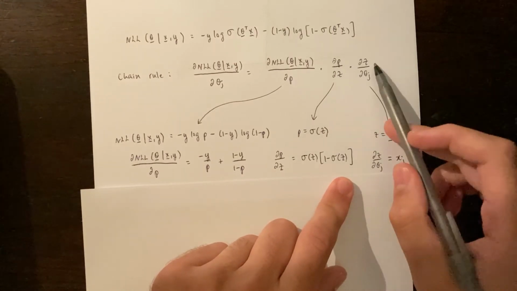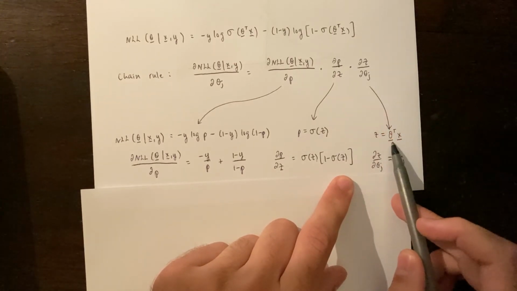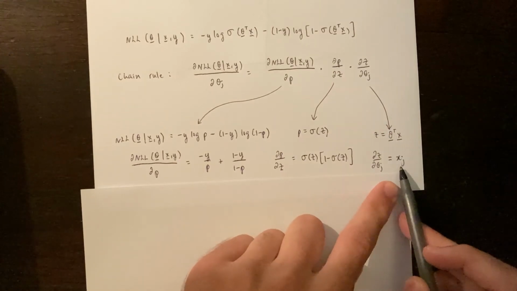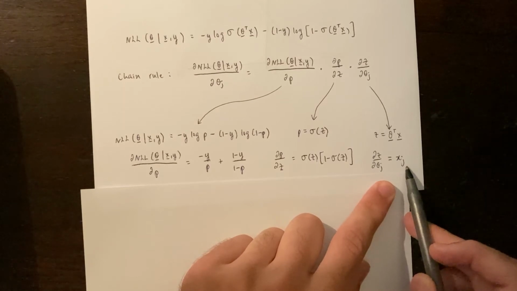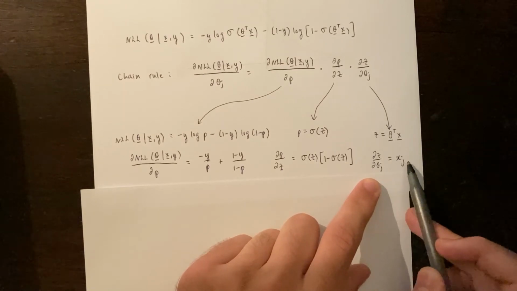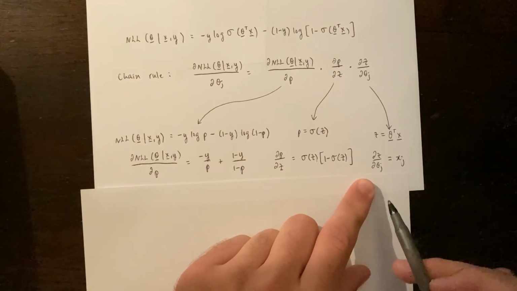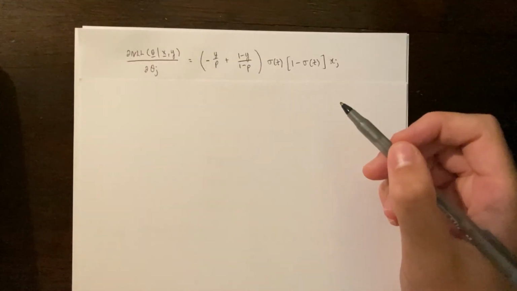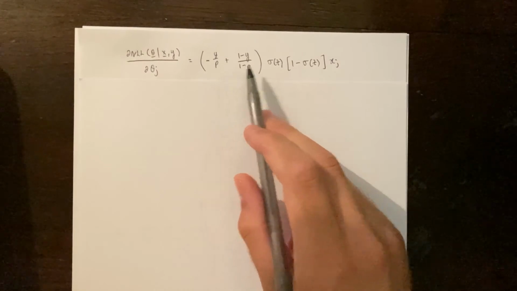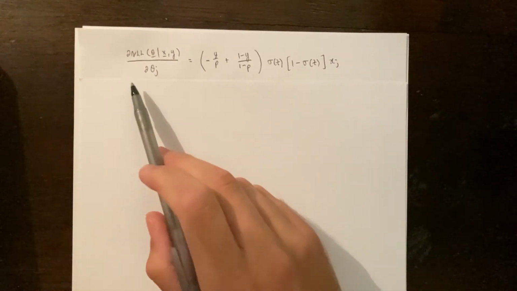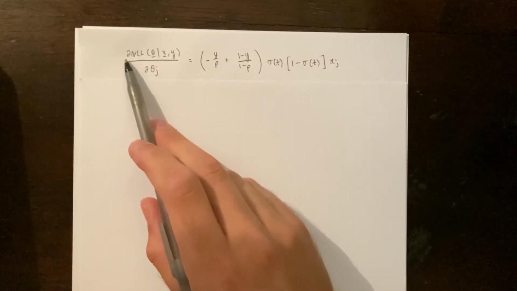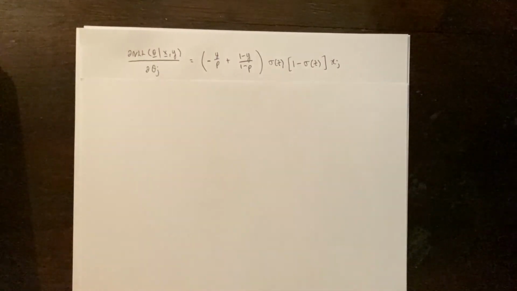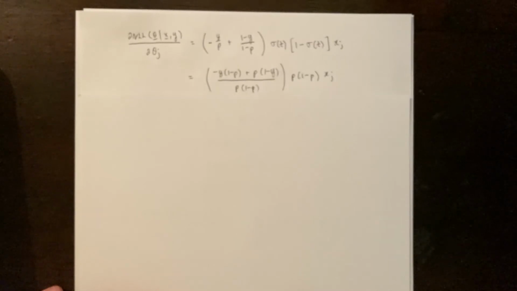And then finally, the partial derivative of z, which is our weighted sum, theta transpose times x, is just going to be xj, because xj is the only thing that multiplies theta j. Okay, so now we can take all 3 of those partial derivatives and just multiply them together like this to get the partial derivative of the negative log likelihood with respect to theta j.